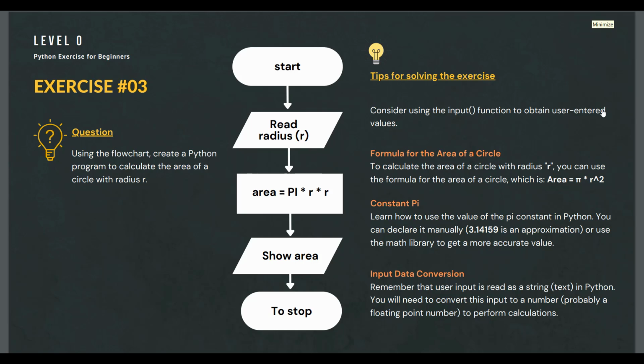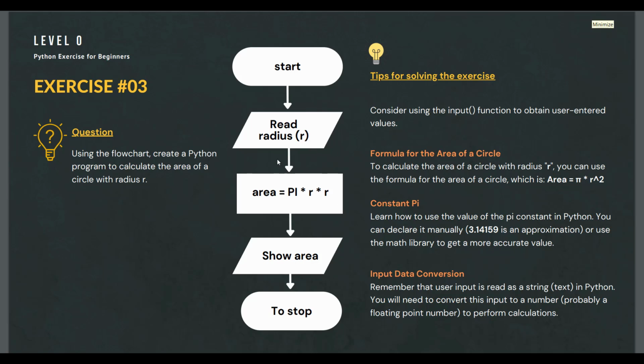Jean here. So today let's try to solve some Python exercises for beginners, and we have the following question. Using the flowchart, create a Python program to calculate the area of a circle with radius r. So this is our next challenge, to create a Python program that can help us calculate the area of a circle with the radius r.